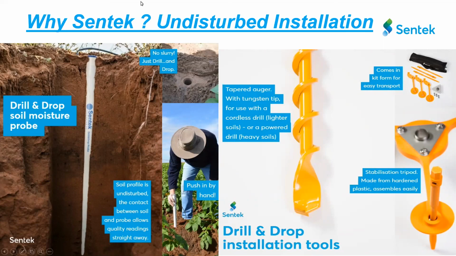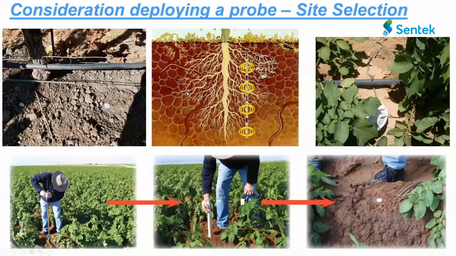And then, considerations in deploying a probe, right? The first thing you need to look at in regards to the field you'll be managing is, do I have a similar soil texture for my management zone? Soil texture is the baseline of any irrigation and soil management, because that really guides water holding capacity, your fertility program, and so forth.